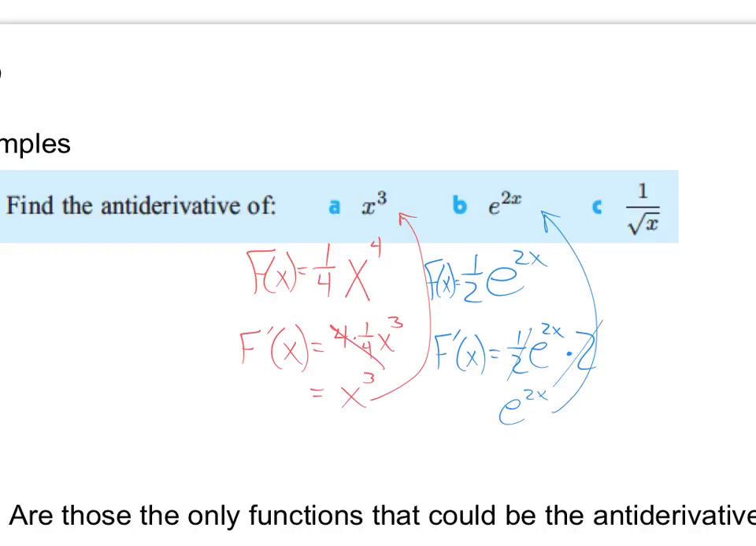Now, there are going to be some rules. We're not just going to do all of these by logic. We're going to learn some rules here. But this is good to get you thinking about how the integral and the derivative work together.